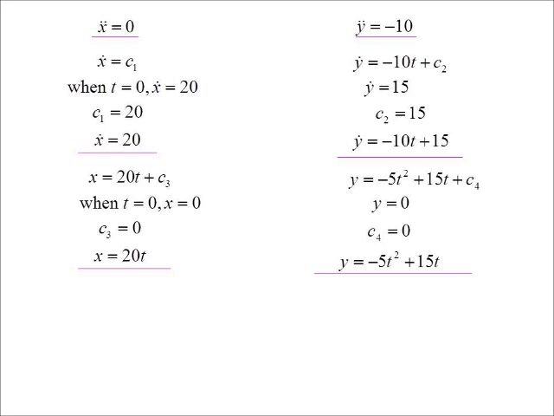Now, I have a choice. I could create the quadratic equation if I prefer to work with the parabola rather than working with parametrics. But it depends on what the question's asking me. So, all right, greatest height occurs when the velocity is equal to 0.